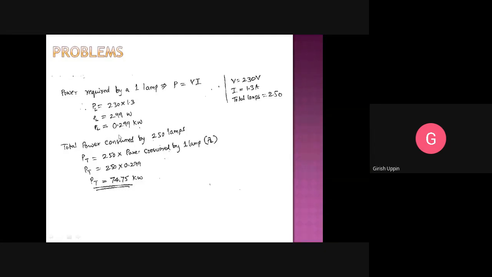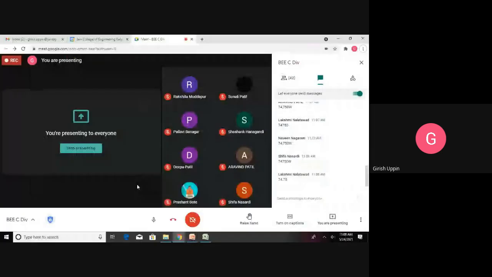How many lamps do we have in that factory? 250 lamps are there. Therefore, the power consumed by the whole factory is 250 into the power consumed by one lamp. That is 250 into 0.299, that is 74.75 kilowatts. Very good. So many of you have done it. Lakshmi, okay.